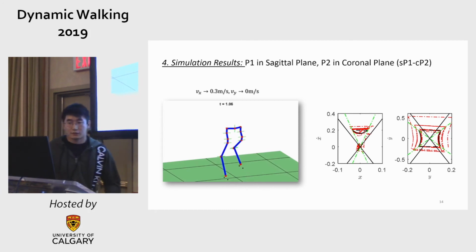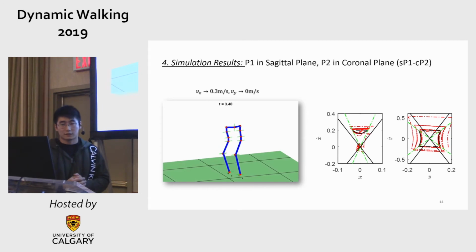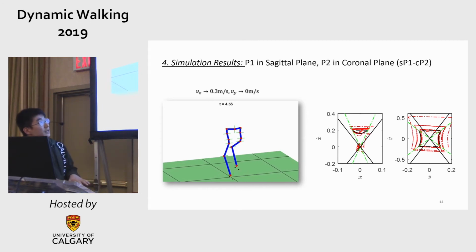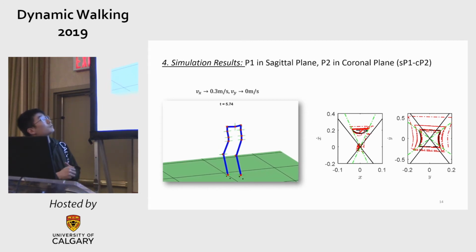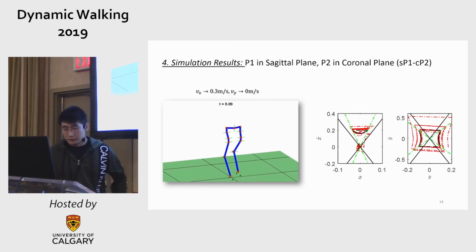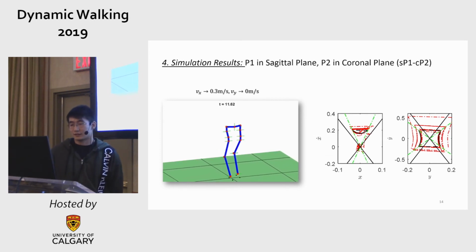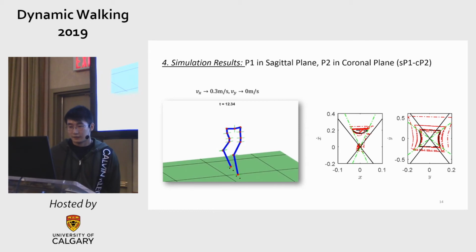So here is one simulation result driving the robot from a static configuration to a stepping-in-place gait, and then we steer the robot to a desired velocity afterwards. You can see the system behaves closely to the orbit of the linear inverted pendulum model, but it's not exactly that, but it converges.